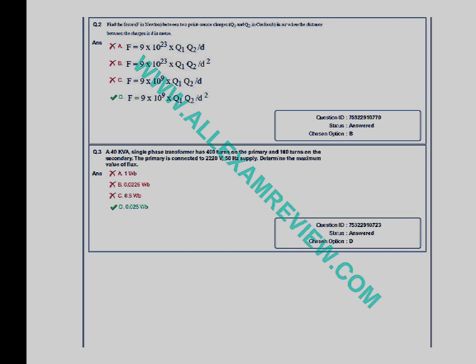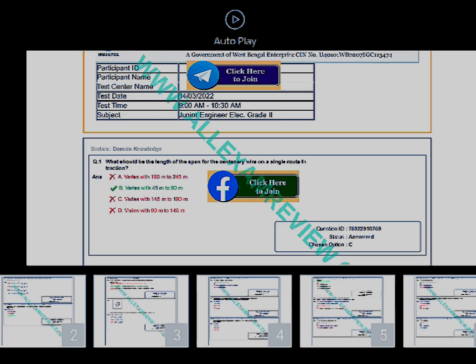Third question will be, a 40 kV single phase transformer has 400 turns on the primary and 100 turns on the secondary. The primary is connected to the 220 volt 50 hertz supply. Determine the maximum value of flux. It's a direct formula based question. The direct formula will be used: E2 is equal to 4.44 into F into phi M into N2. E2 value is given 400, and then direct formula based, the answer will be option D, 0.025 Weber. Okay guys.